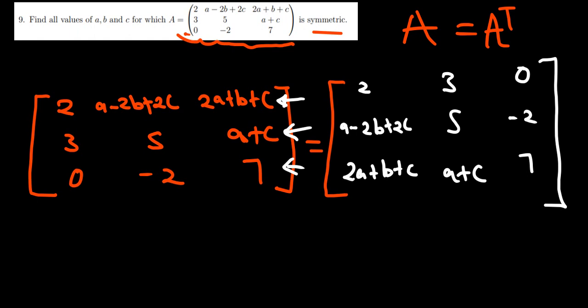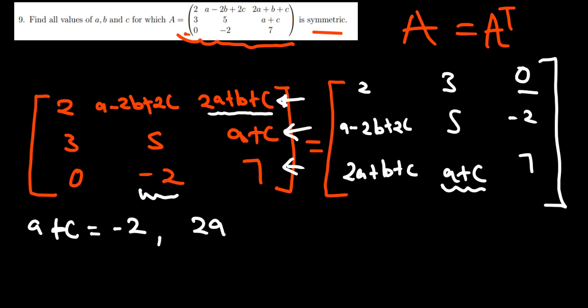Okay, so what are we going to do here? We are just going to equate, so minus 2 we can equate to a plus c. So a plus c is equal to minus 2. And then another equation that we can get from here is that 2a plus b plus c is equal to 0.